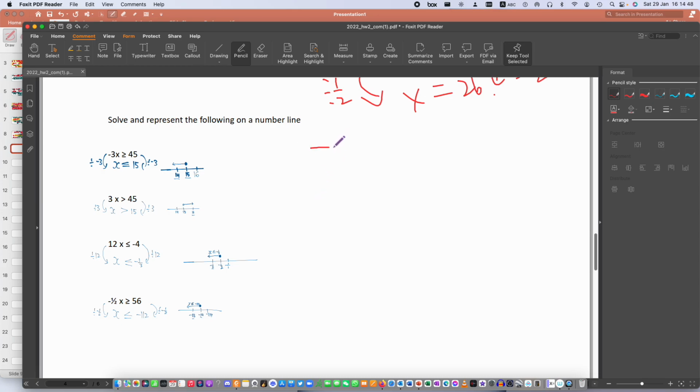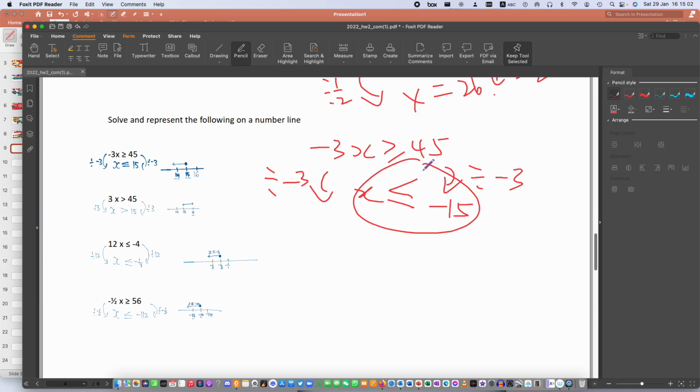So in this case, you have this. To get x, you divide by negative 3. So you divide by a negative number, you have to switch the sign, right? So you get negative 15. Do you get that? So your answer is correct. Okay? Minus 15 or 15?